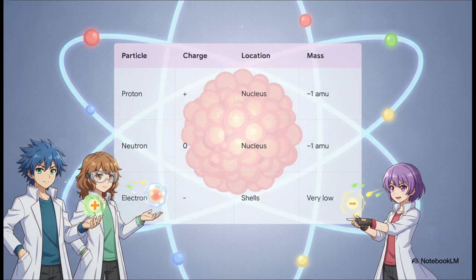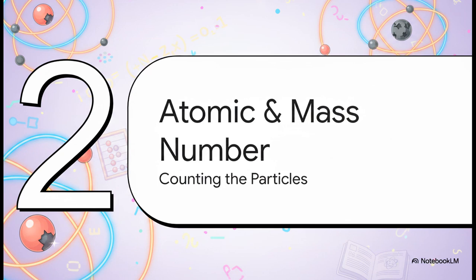And finally, the electron. This one has a negative charge, but it actually doesn't live in the nucleus. Instead, it races around the outside in specific paths called shells, and its mass is so incredibly low it barely even registers. Section 2. Atomic and mass number.